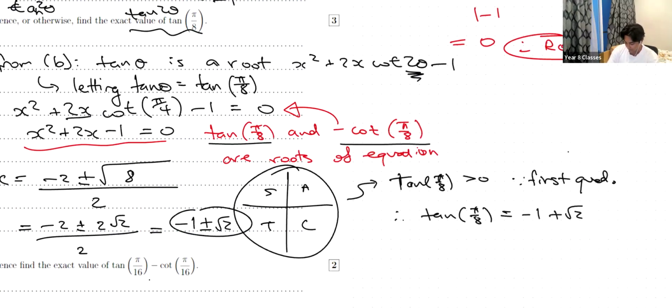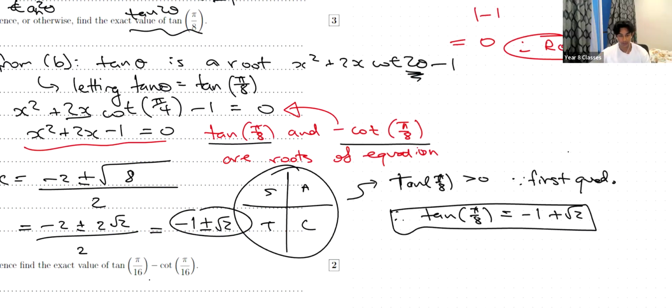Very good. And last part, we want to find the value of tan pi on 16 minus cot pi on 16. And just to remember, these two roots will satisfy x squared plus 2x cot 2 theta minus 1. So I'll give you a bit of time to think about that.